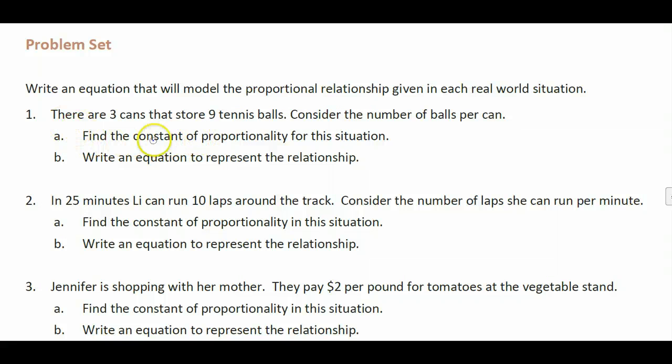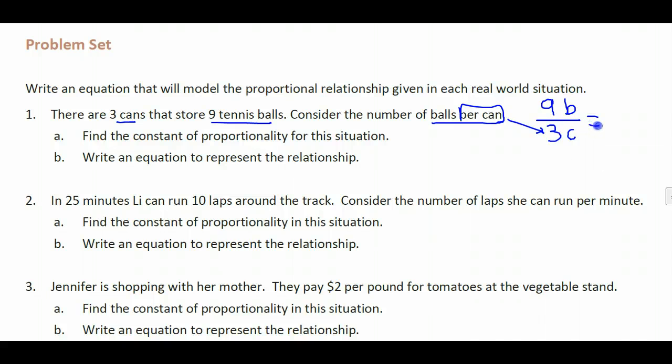The first thing we have to do for number 1, for most of them, is find the constant of proportionality. For number 1, we've got tennis balls and cans, and we're told to find the number of balls per can. That means we're going to set this up with 9 tennis balls on top and 3 cans on the bottom. Since they want per can, that's why we put cans on the bottom.